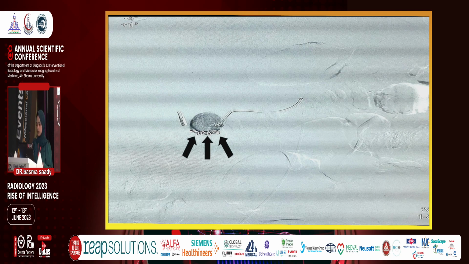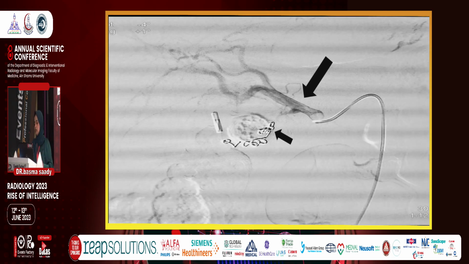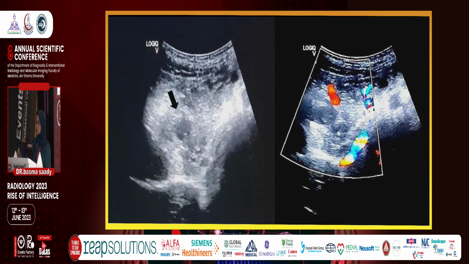As we proceed, we put more coils to thrombose the actual aneurysm. Then we pull it back a few millimeters to close its front door. Here, this is a very important image where we can see the sparing of the common hepatic artery, which is very crucial. This is the control ultrasound.